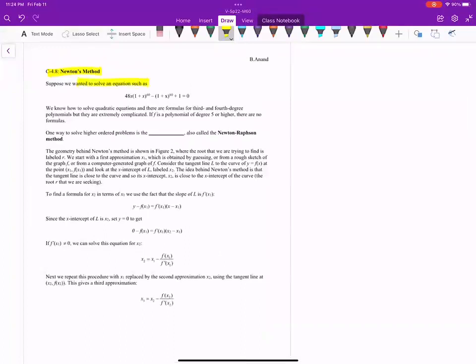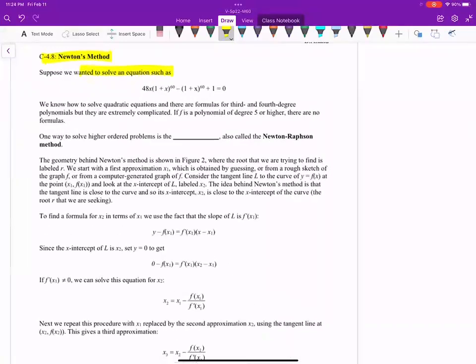Suppose we wanted to solve an equation such as 48x(1 + x^60) - 1 + x^60 + 1 = 0. We know how to solve quadratic equations, and there are formulas. For third and fourth degree polynomials, they are extremely complicated. If f is a polynomial of degree 5 or higher, there are no actual formulas. One way to solve higher order problems is Newton's method, also called the Newton-Raphson method.